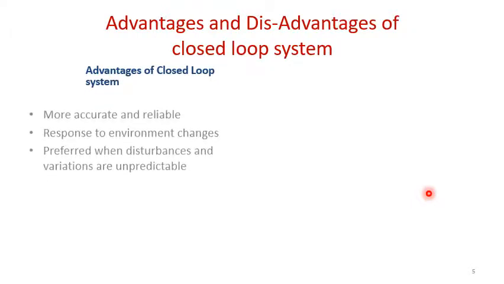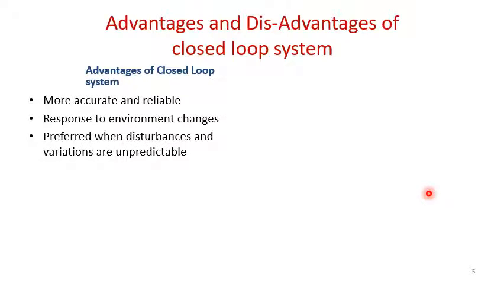Advantages and disadvantages of a closed loop system. So advantages of a closed loop system: they are more accurate and reliable. Response to the environment from them is quite better when compared to an open loop system. Why is this? Because any change in the environment or disturbance is going to be rectified by the correction element as we go there.